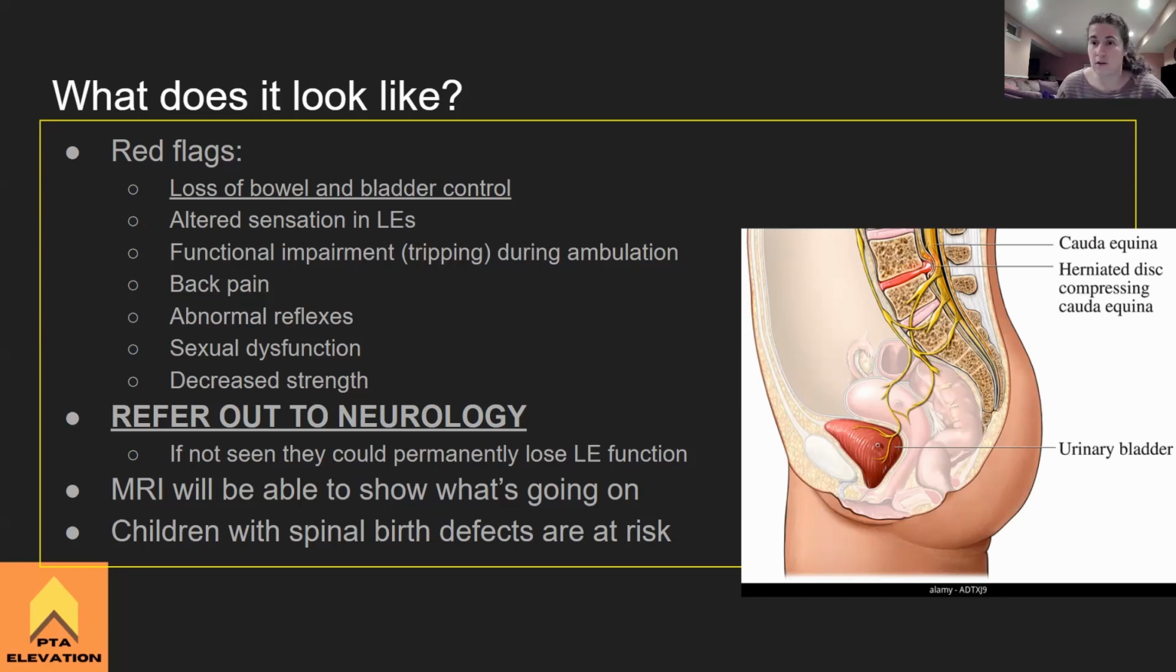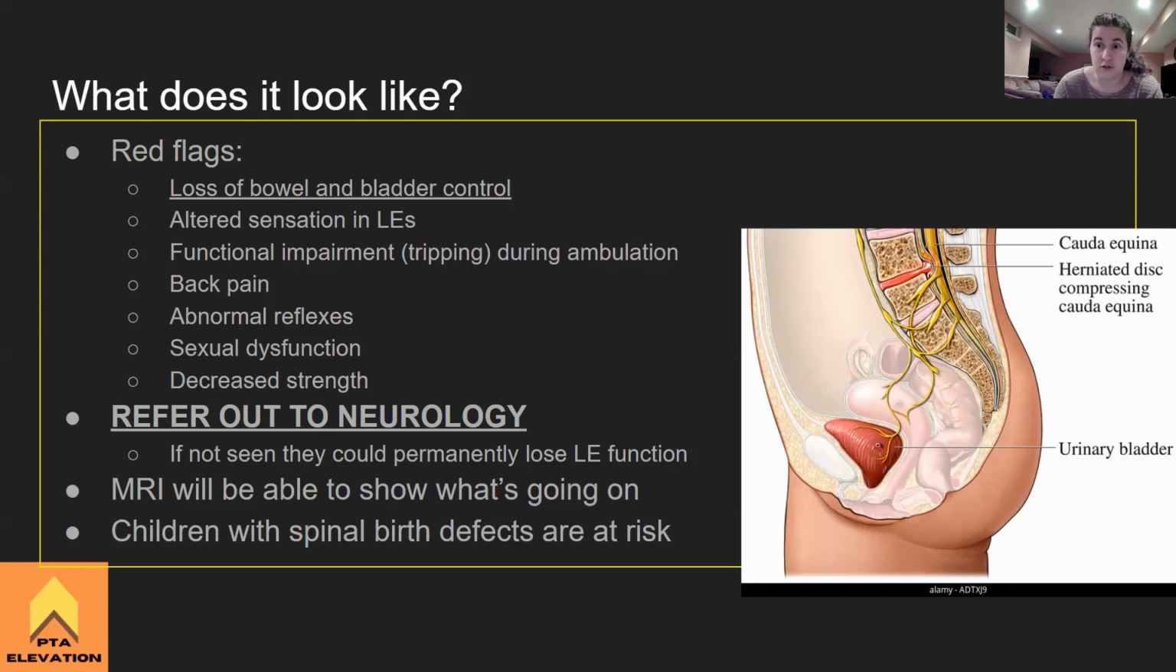Back pain, so just in general with any sort of herniation, you might have back pain, any sort of problem with the spinal cord might refer all the way up to the back. It might refer radicularly. That's why we're seeing the different sensation, everything. Abnormal reflexes, they could be hyper, they could be hypo, just something that seems like something's off, especially if it's different between the two sides. Sexual dysfunction kind of goes along with that loss of control of bowel and bladder. Same nerve roots are innervating the penis and the vagina.